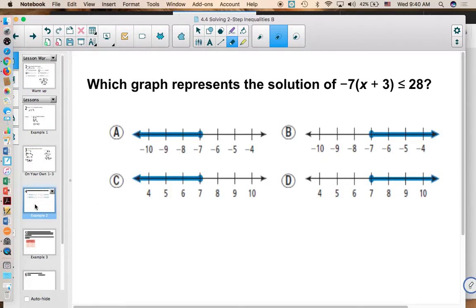Example 2. You've got to figure out which one of these graphs represents the solution of -7 times parentheses x plus 3, close parentheses, is less than or equal to 28. So you're going to have to solve it or test it. Either way.